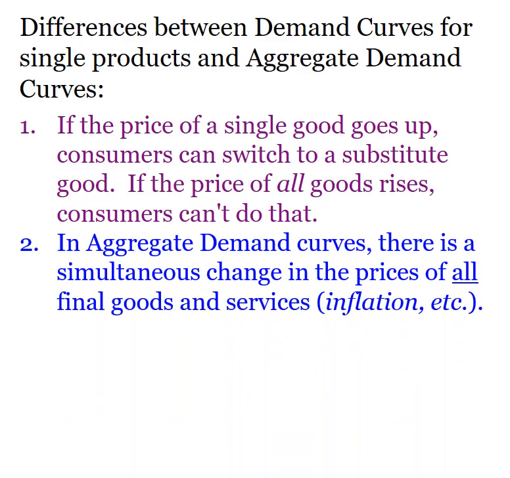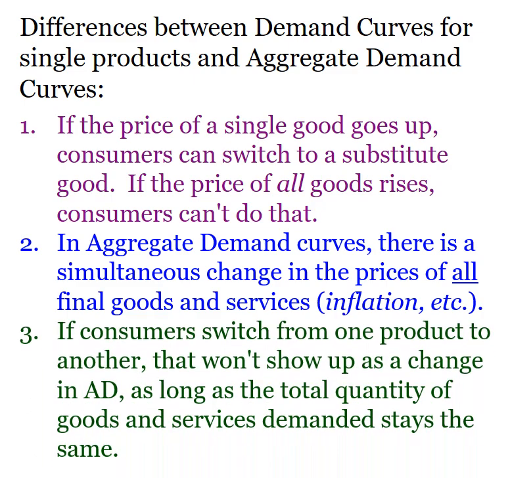Also, this is giving us the change in all final goods and services. So we would never see inflation in the simple supply and demand. You would just see the price of one product or another product. But we're looking at deflation. We're looking at any major effect on the economy at large. So it wouldn't just be that there's a shortage of bread. That's not going to apply here at all in the aggregate demand model.